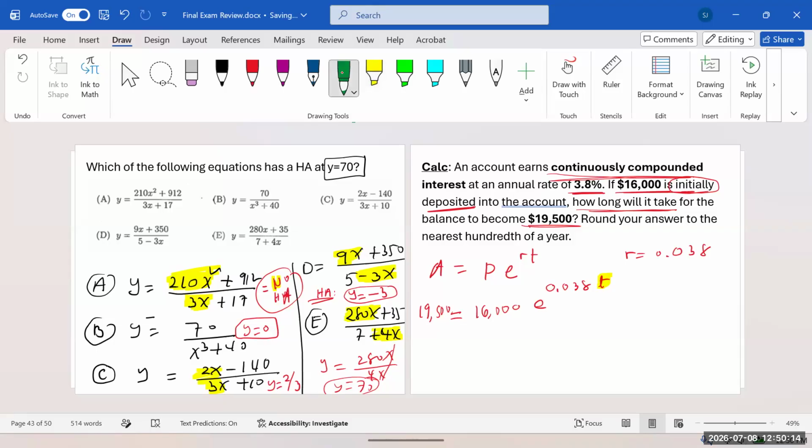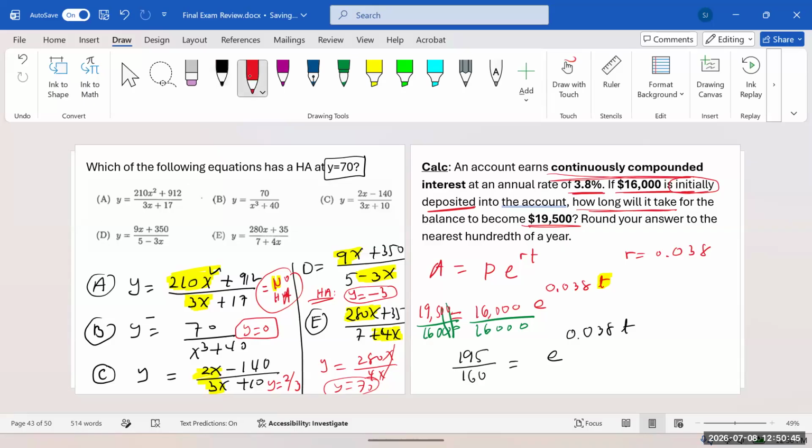Okay, so before we invite our LN, we have to make our house a little clean. So how do you clean the house? Divide by 16,000. So you can cancel the 2 zeros. We have 19,500 divided by 160 equals e to the 0.038t.